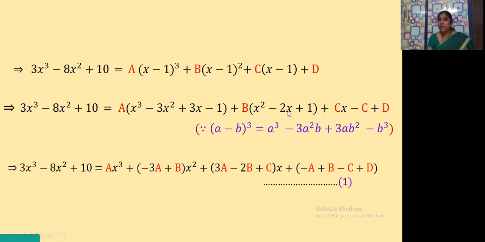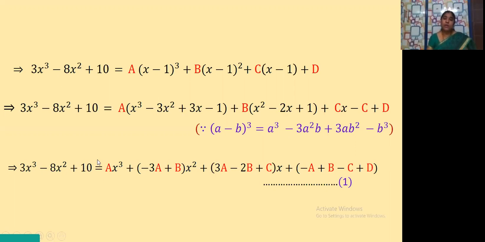Here also we have the x term, that is minus 2 into b is minus 2b, and plus cx is there, that is plus, sorry, the coefficient is what here, c. So plus c, 3a minus 2b plus c into x plus, and what is left here, constants are left. Minus 1 into a is minus a, plus 1 into b is plus b, and here minus c, and here plus d. So this is the equation we get after regrouping the terms.